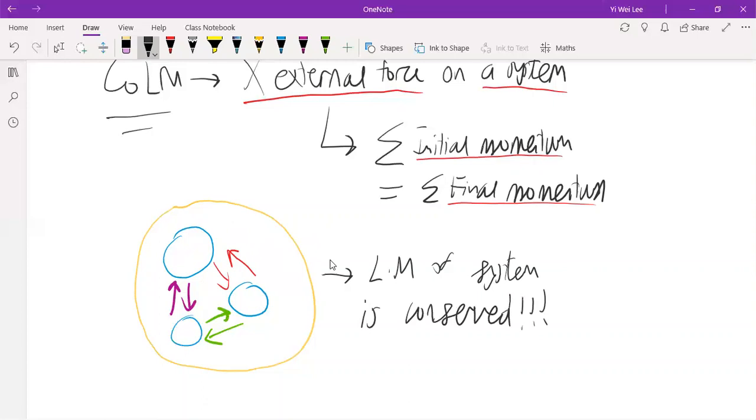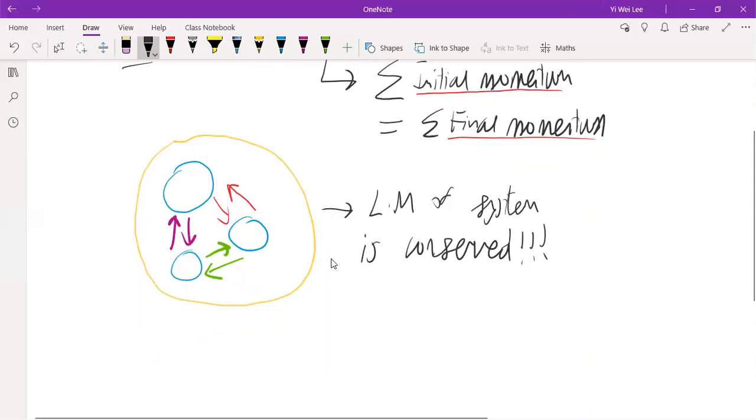Do you see that? So here's the interesting part. Depends on where I draw my system boundary, I can have linear momentum which is conserved or not conserved. If I draw my system boundary across all the particles, all these forces now become internal forces, and there are no longer any external forces acting across this system boundary. When there are no external forces acting across this system boundary, it means that the linear momentum of this system is conserved.